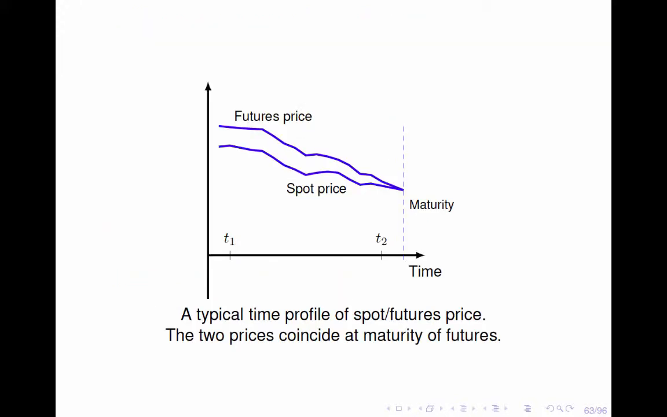This graph shows a typical time profile of spot and futures prices of certain assets. We can see that the two prices coincide at the maturity of the futures. And the difference between the spot price and futures price is denoted by this red line, which by definition is the basis. And we can see that the basis tends to 0 when time approaches maturity.